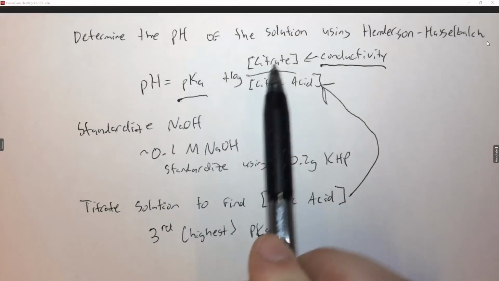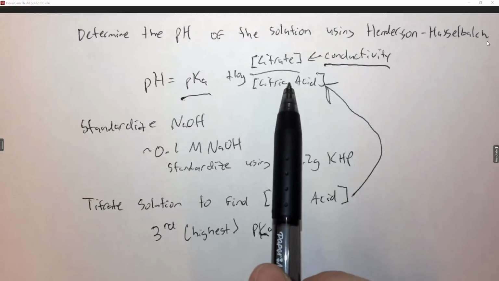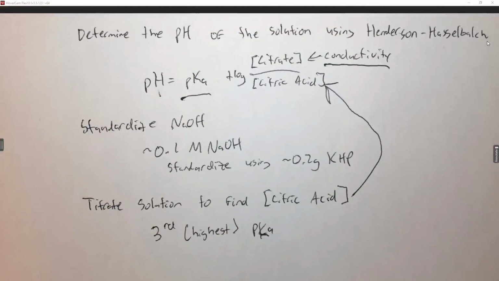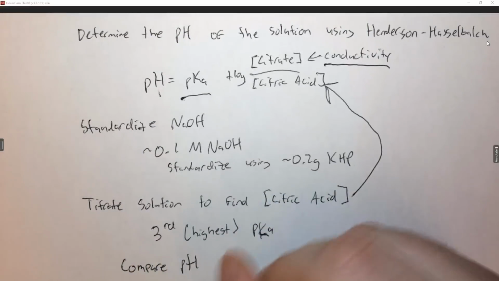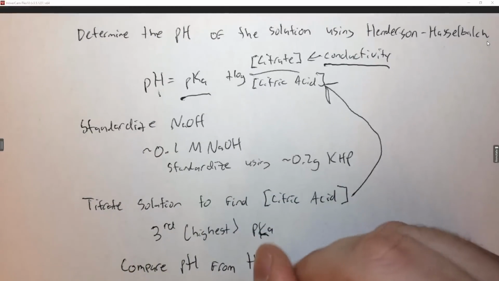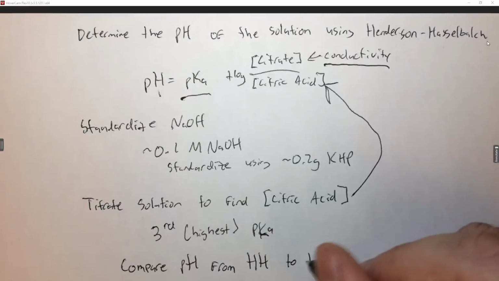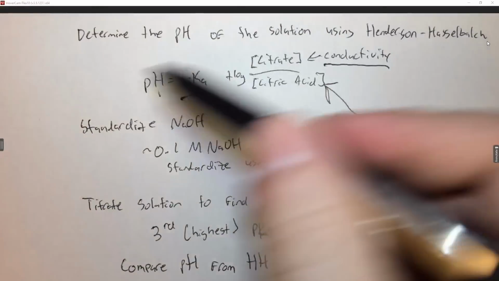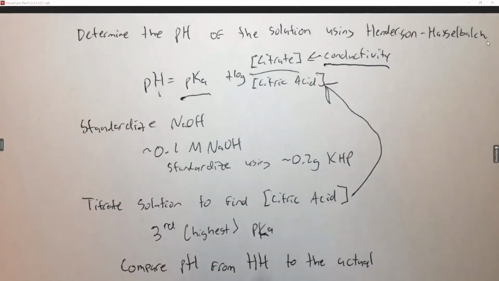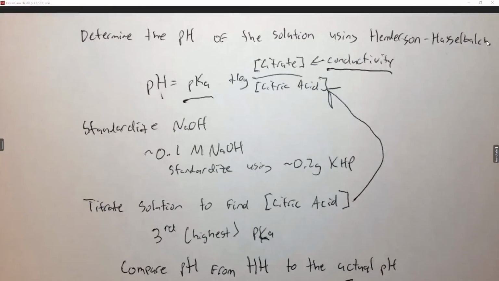Now you'll have a pKa, a concentration of your citrate, and a concentration of your citric acid, and you can determine the pH. You'll then want to compare the pH from the Henderson-Hasselbalch equation to the actual pH. And this is just to ensure that your methodology of using the Henderson-Hasselbalch equation worked correctly. To find the actual pH, you're going to just use a pH probe. And that will give you the actual pH of your solution.